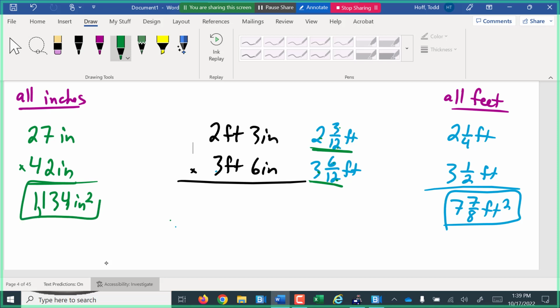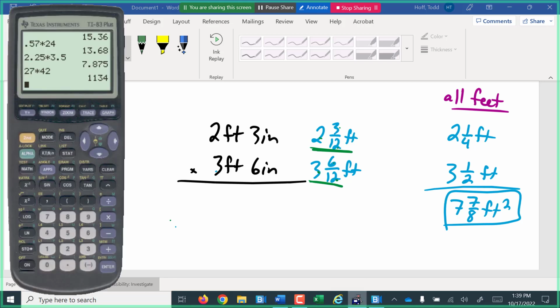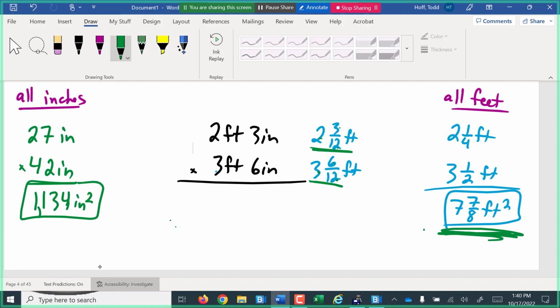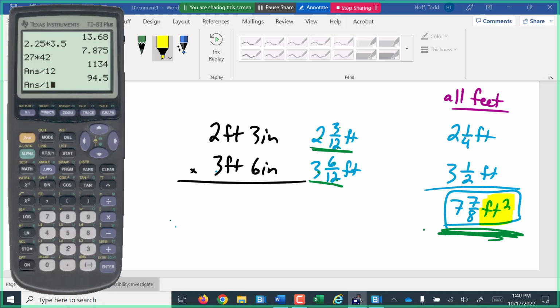Now, if I look at these two calculations, a little foreshadowing to Friday, to get from inches to feet, we usually just divide by 12, right? So if I take my 1,134, I divide by 12, I get 94.5. That is not 7 and 7/8. Why didn't that work? Well, the reason it didn't work is because these are not inches and feet anymore. These are square inches and square feet. In fact, if I take this and I divide by 12 one more time, I get the 7 7/8.